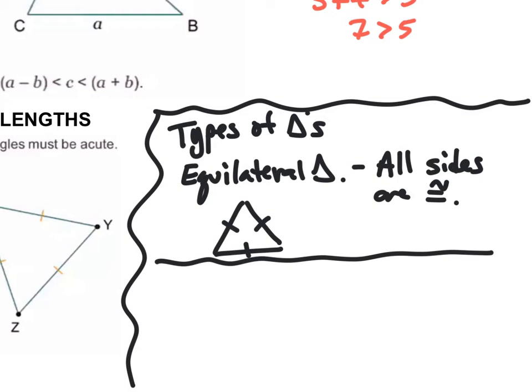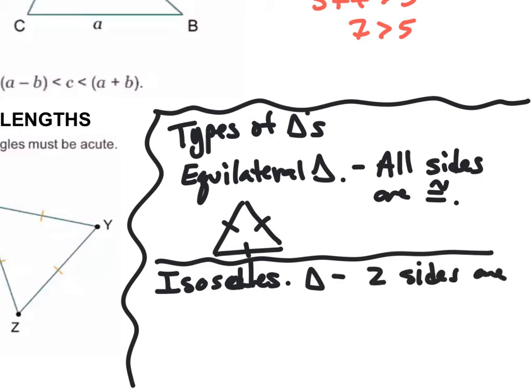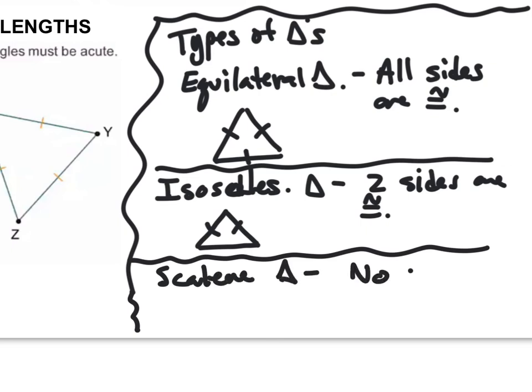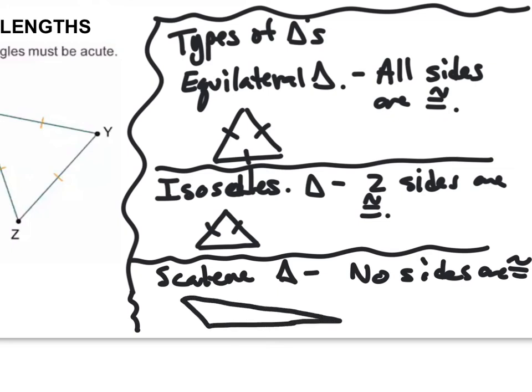The next one we have is called an isosceles triangle, and an isosceles is my second favorite. How do you spell that? Isosceles. An isosceles triangle is when two sides are congruent, and that would be something like this, where you had a triangle and only two sides are congruent. The third option you have is called a scalene triangle. Scalene, no sides are congruent. So you just have something like that. None of the sides are congruent.